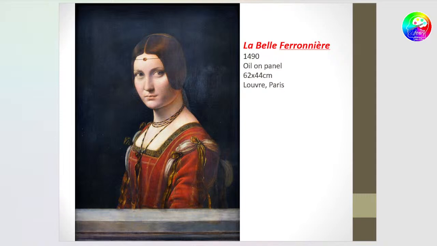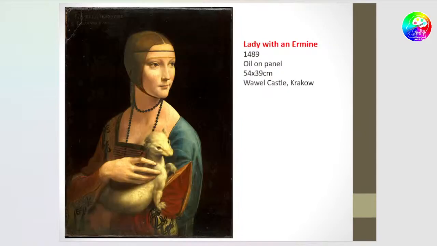And La Belle Ferronnière, 1490. I think you can always tell a Da Vinci portrait in the colours used for the complexion and the face structure. But this one is really quite interesting. The Lady with an Ermine, 1489, 54 by 39 centimetres.